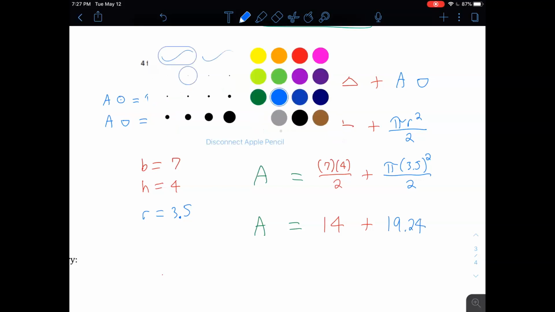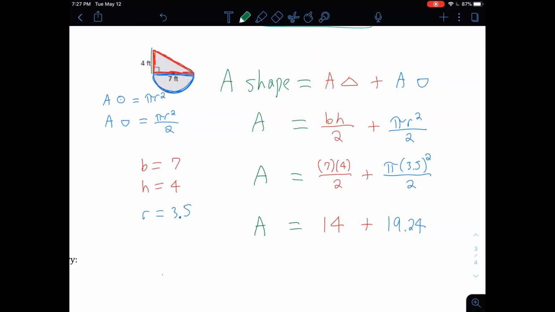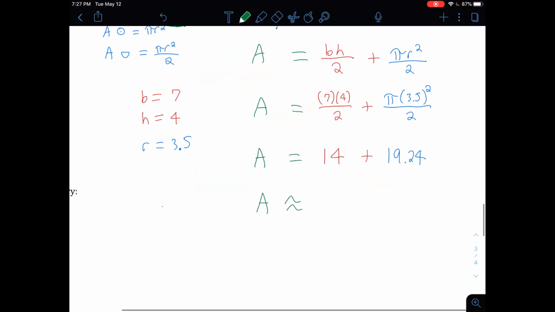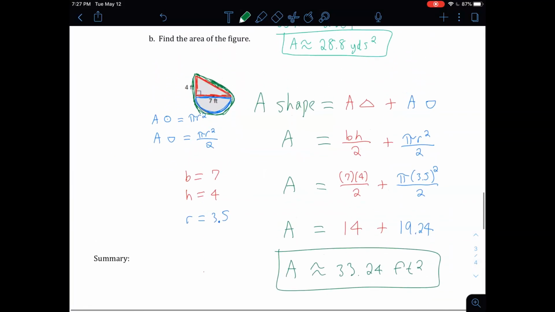So the area of the whole shape, I'm going to highlight the outside of the whole shape here to make it easier to see. Okay, the area of the whole shape is going to be approximately 33.24 square feet, once I add those together. Okay? So that's how you approach those problems.